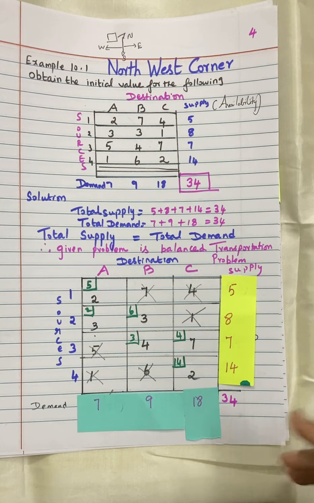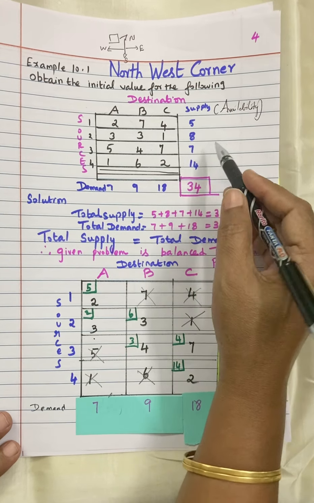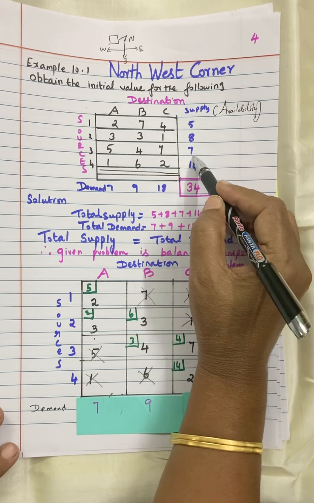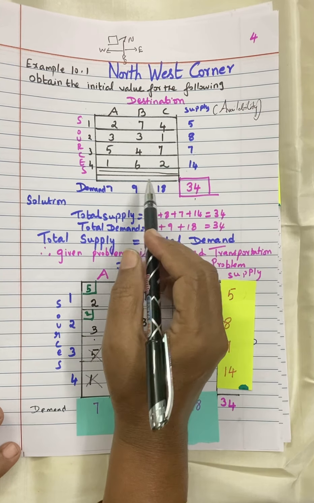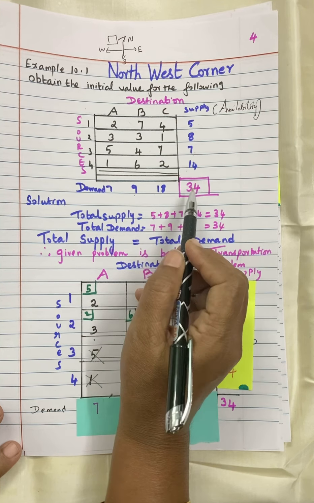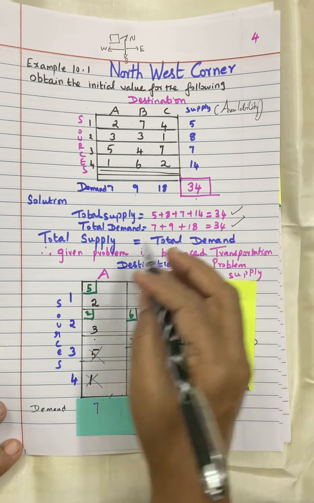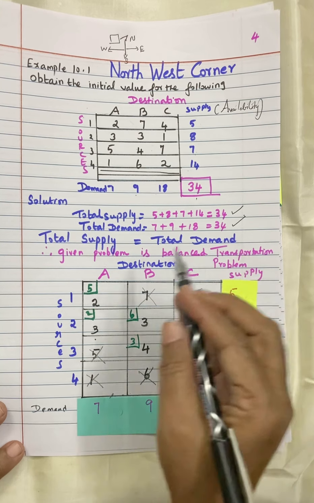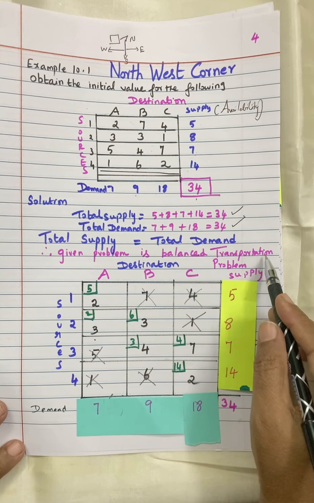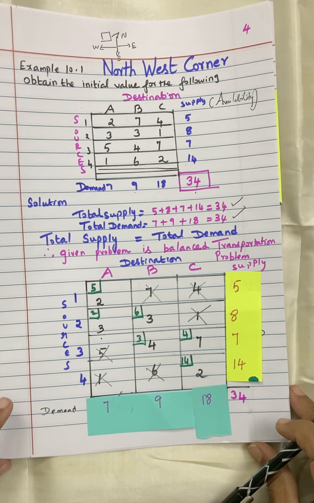Very simple. First we'll see what is the total supply. So available total supply: 5 plus 8 plus 7. So how much is this? 13, 20, 34. This side. Demand is 7 plus 9 is 16, 26, 34. So both are equal. Total supply is equal to total demand. If the total supply equals total demand, we say that the given problem is a balanced one. So it is a balanced transportation problem. We are going to use the northwest corner method to solve this problem.